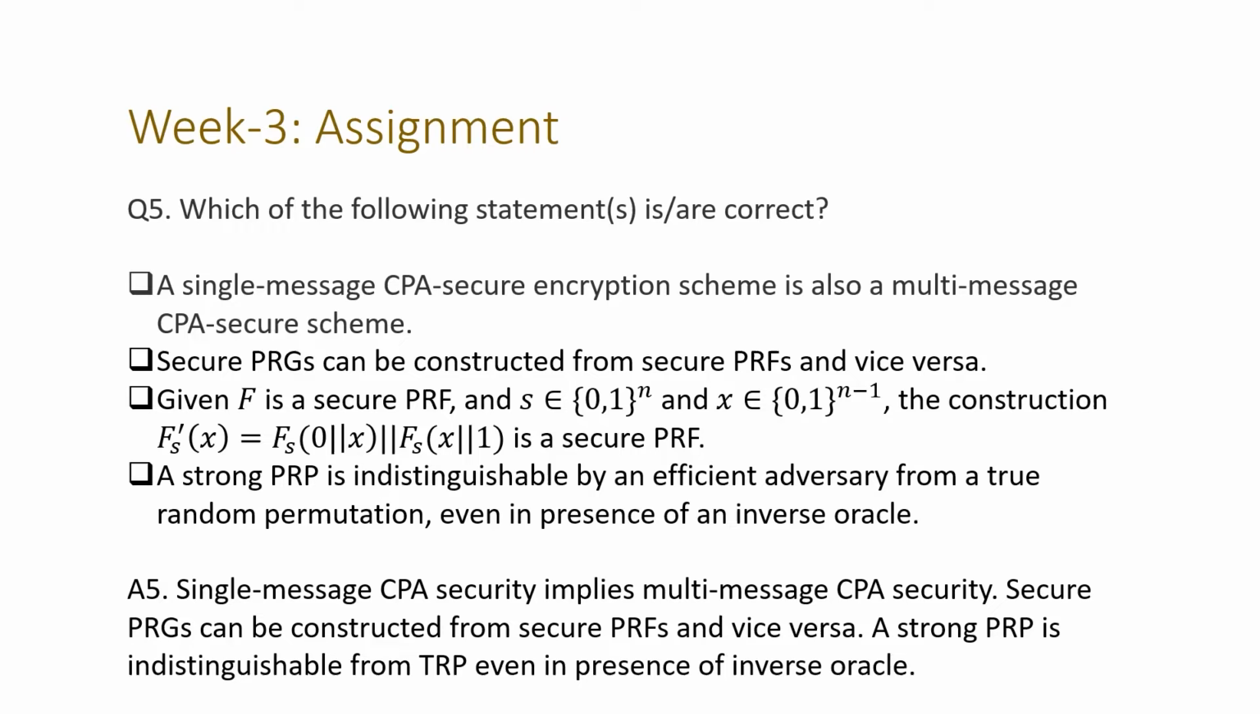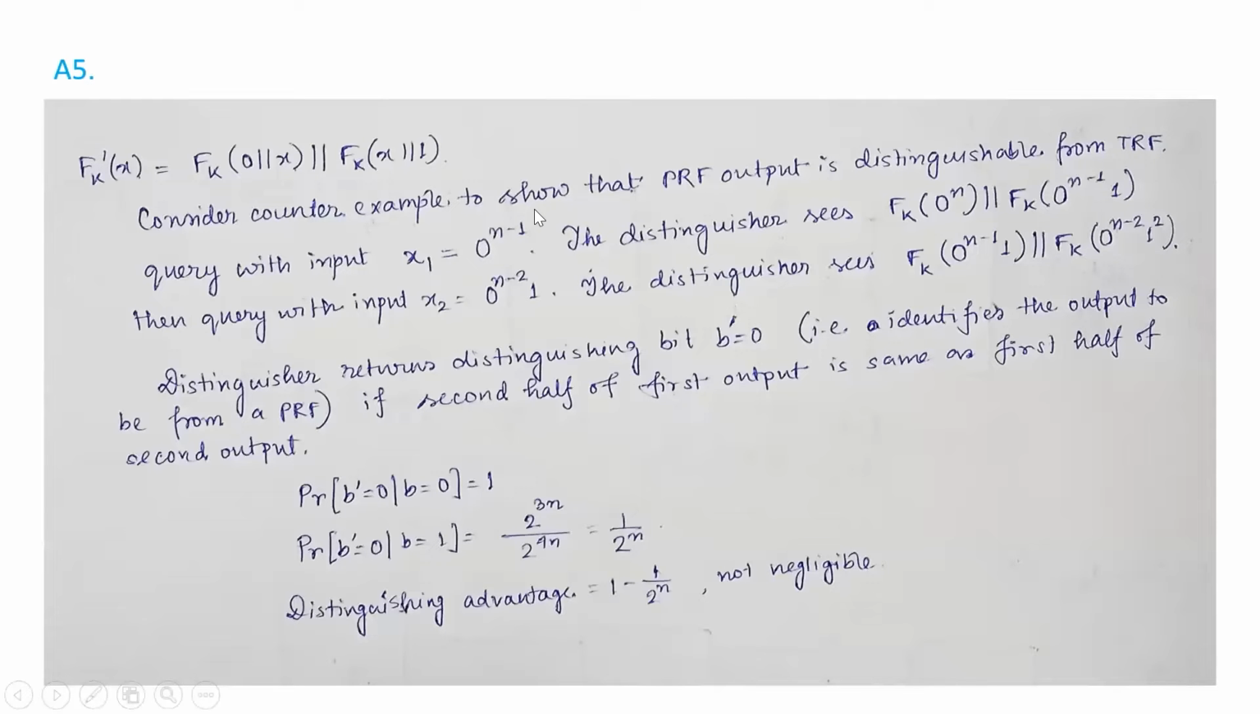The next statement: given F is a secure PRF, and S and x are binary strings of length n and n minus 1 respectively, the construction F_S dash(x), which is described as F_S(0 concatenated with x) concatenated with F_S(x concatenated with 1), is a secure PRF. If you remember from last week's live lesson, this was also discussed. We will just quickly look at the scenario. So this is not secure, and we argue that by providing a counterexample.